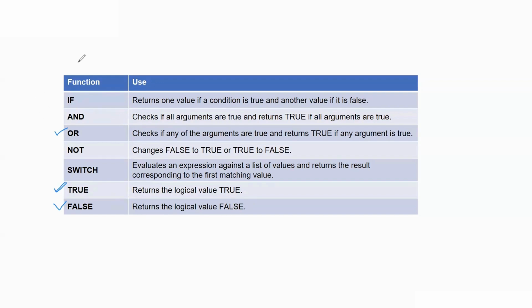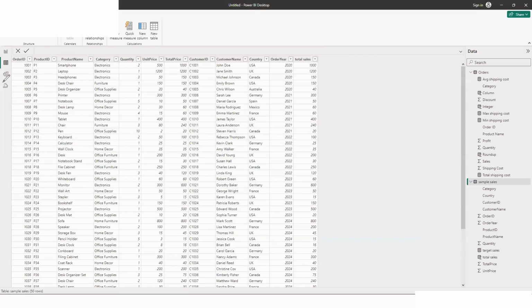So let's go to the Power BI screen and see how we can use these logical functions over there. Over here, I'm working with a table, which is the sample sales table. And now I have to create a new column, and this would take some row by row operations. So for example, let's say I'm trying to check whether the category is electronics or not. In this case, I have to use the IF function.